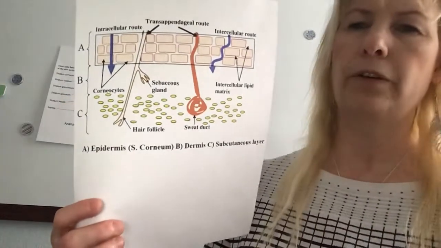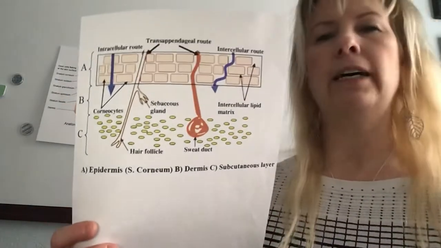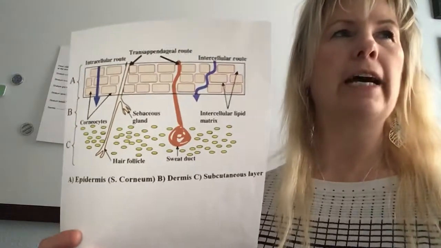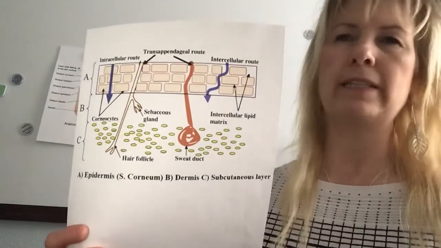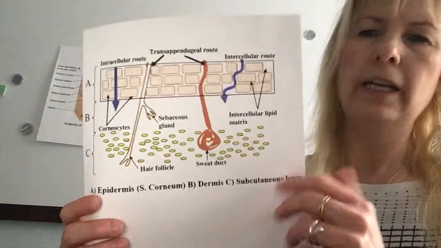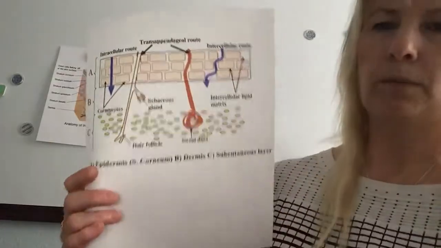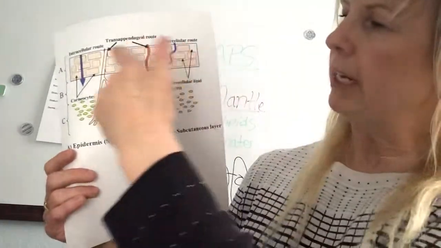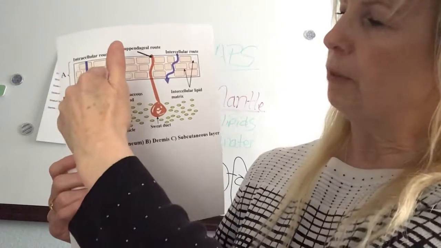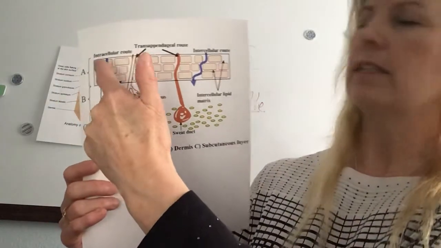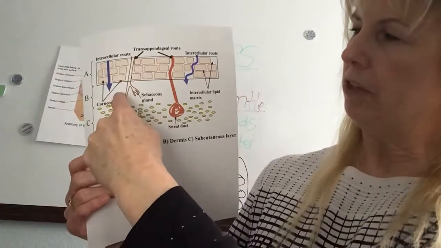This is the brick and mortar system. It was Dr. Peter Elias, a dermatologist from San Francisco, California, who came up with the brick and mortar system. But anyway, the bricks are considered the cells. So products can penetrate that way.